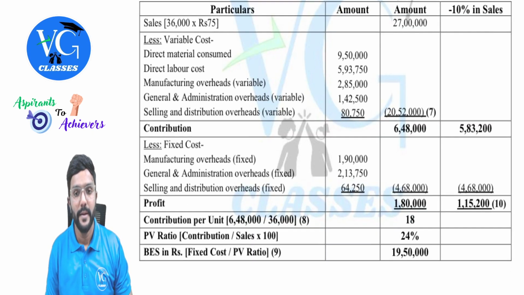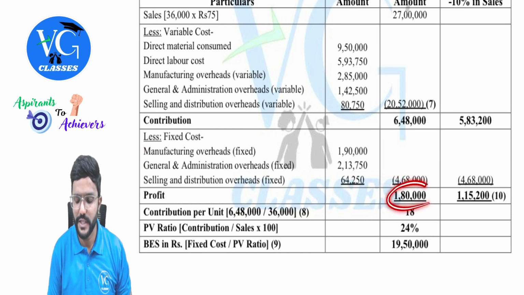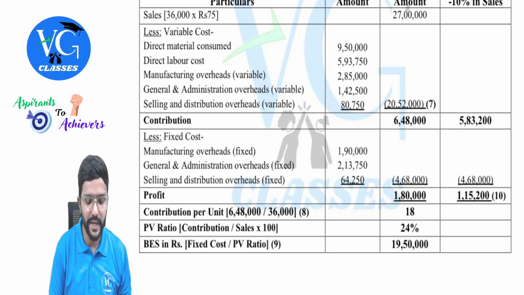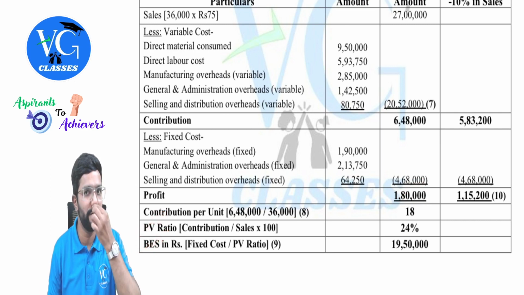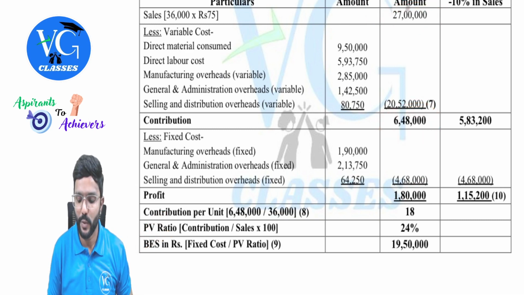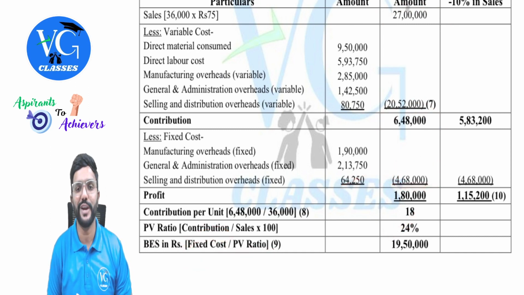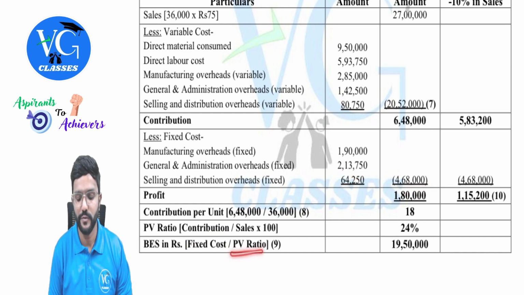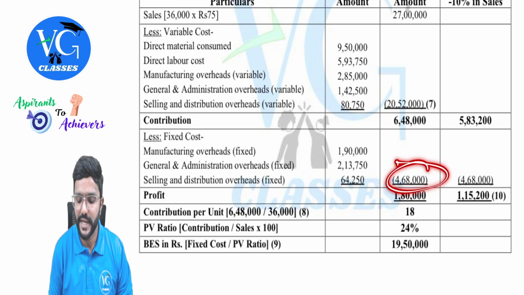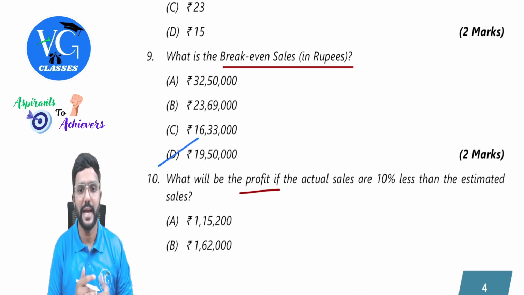Next, total fixed cost you just reduce it. 4,68,000 you will get. Actually this profit is not asked in the question, I am just showing it, 1,80,000. They have asked break-even sales, but for break-even sales we need PV ratio first. How do we calculate it? Contribution by sales into 100. We are getting 24%. Then fixed cost divided by PV ratio. So total fixed cost 4,68,000 divided by 24%, we will get 19,50,000. So this is one of the requirements, 19,50,000. Then the last one is profit.